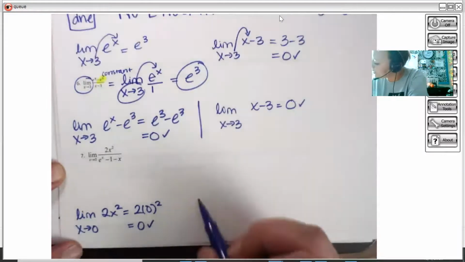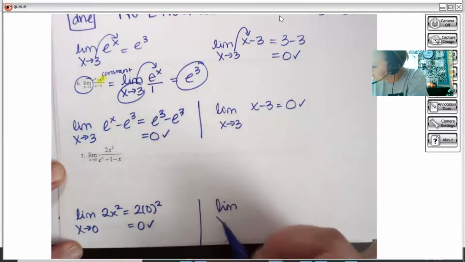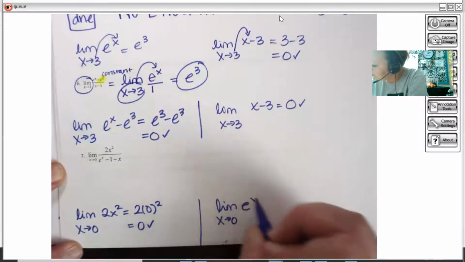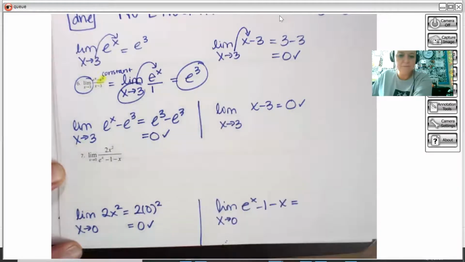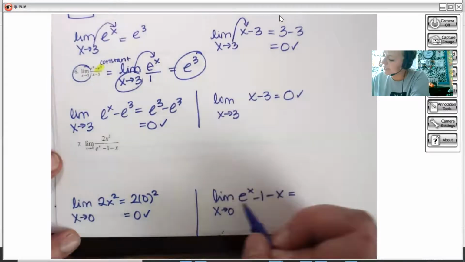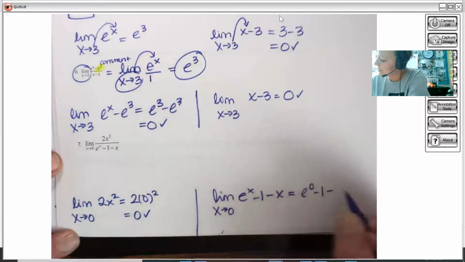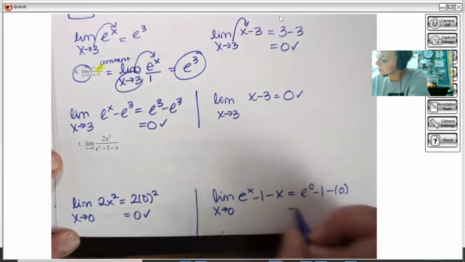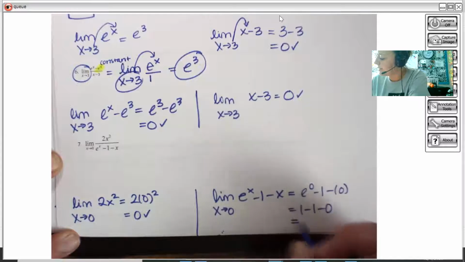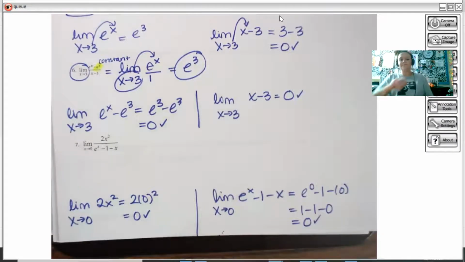Now I need to check it for the bottom. So the limit as x approaches 0 of e to the x minus 1 minus x. Remember, we're plugging in x approaching 0. So e to the 0 minus 1 minus 0. Well, e to the 0 is a 1. 1 minus 1 minus 0 is 0. Check. That means that L'Hopital's rule can potentially fix my limit. Now, what if I still get 0 on the bottom even after I tried to fix it? Well, then it could be that it's really a DNE, but we don't know until we find out. So let's see. Okay, here we go.